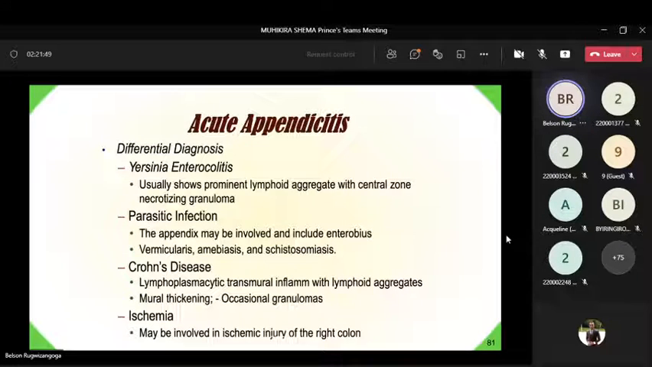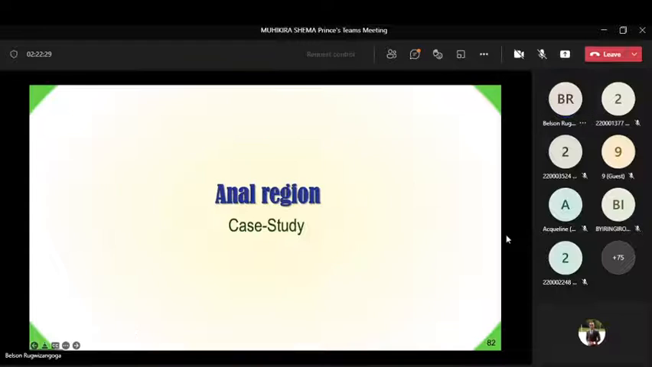For differential diagnosis, when there is acute appendicitis, you may find a cause, but in most cases we don't. It can be caused by Yersinia enterocolitica. These are microbial agents. Parasitic infections, such as amoebiasis and schistosomiasis. I think in the last years we had a case caused by schistosoma, especially if we see many eosinophils instead of neutrophils as inflammatory cells, we will think about parasites. Crohn's disease and ischemia also may be a differential diagnosis.